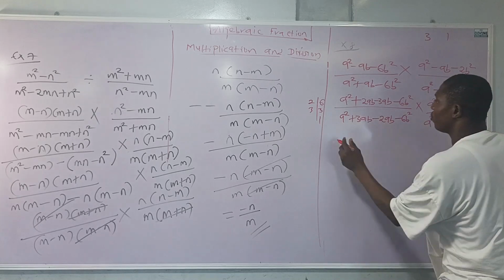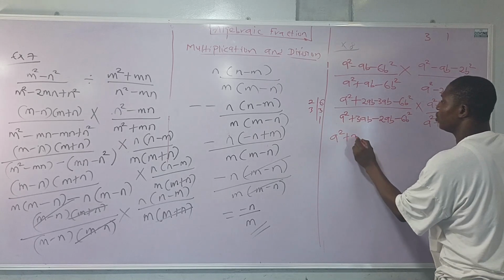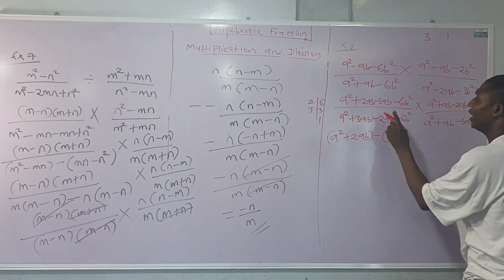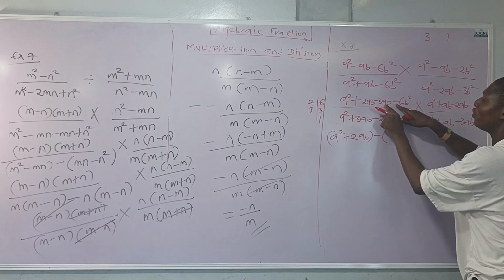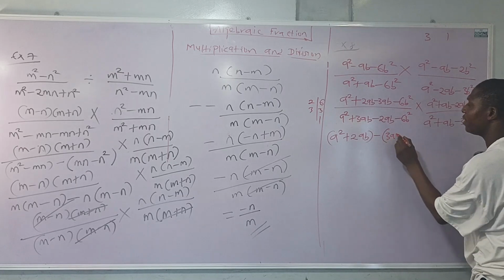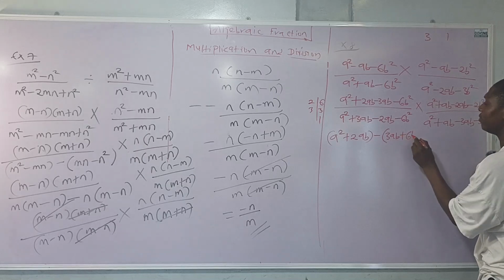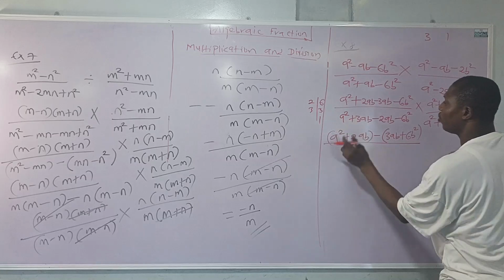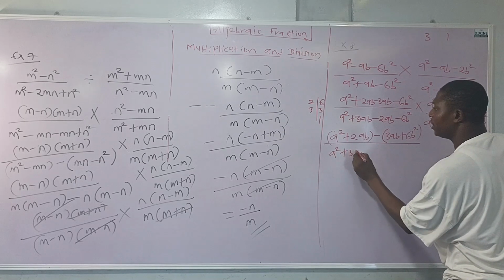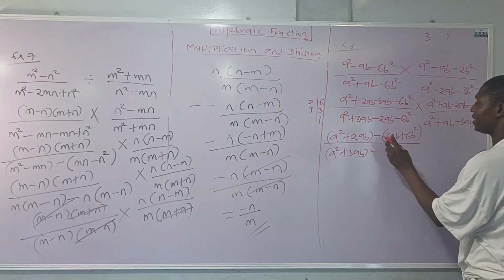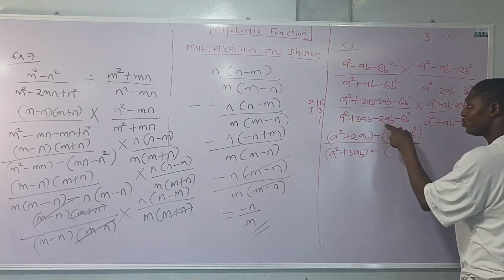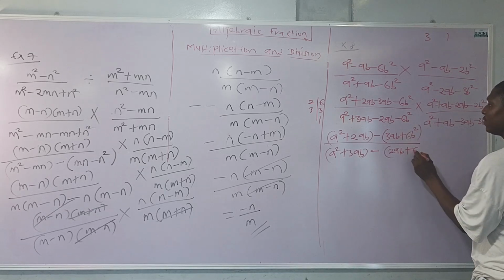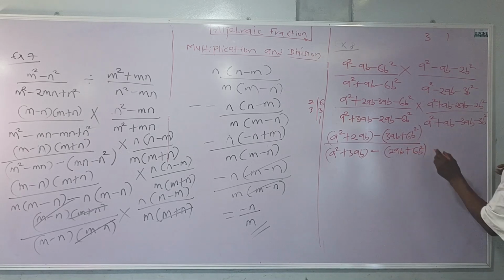Now I'll try to do my grouping. This will give me a squared plus 2ab in brackets. Bring my negative sign the way it was, and since negative is here, remember all will become positive, giving me 3ab plus 6b squared. All divided by, group again, I'll have a squared plus 3ab in brackets, negative sign, and all the signs here will change. Negative 2ab becomes positive 2ab, and negative 6b squared becomes positive 6b squared in brackets.